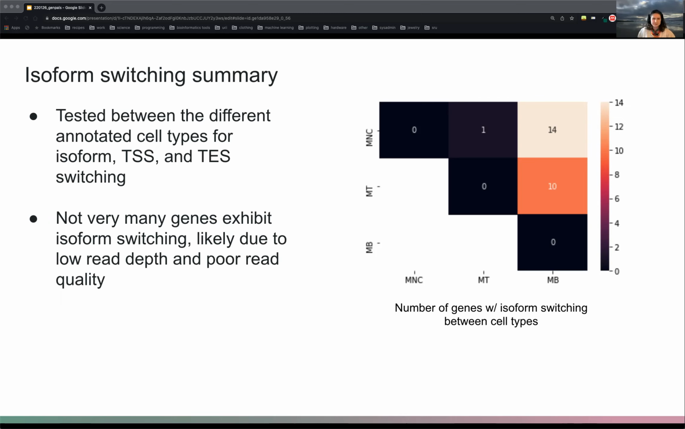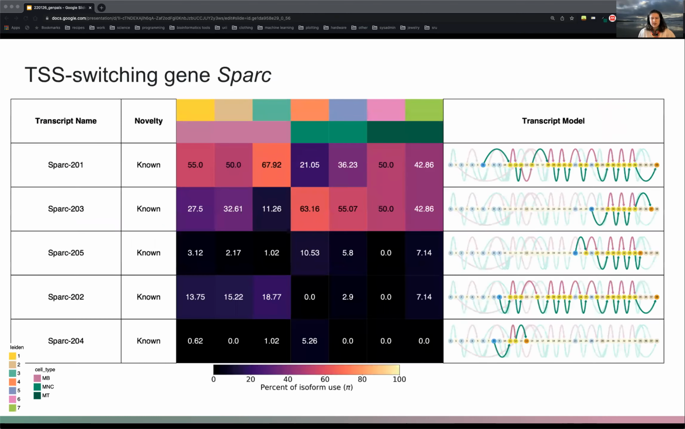Okay, so this is just for isoform switching, but the things that I'm going to highlight are from TSS switching genes. So this is a gene report that is from Swan. Essentially what it does is it plots the transcript model alongside either expression or percent isoform use. I typically find that percent isoform use is the more informative metric to look at if you're trying to see how the isoform switches or TSS switches are working across the different conditions that you've identified.